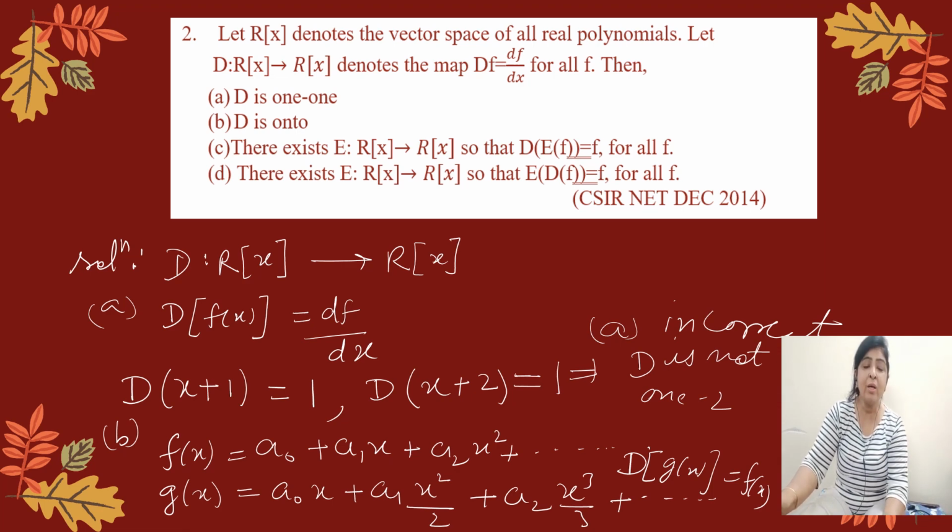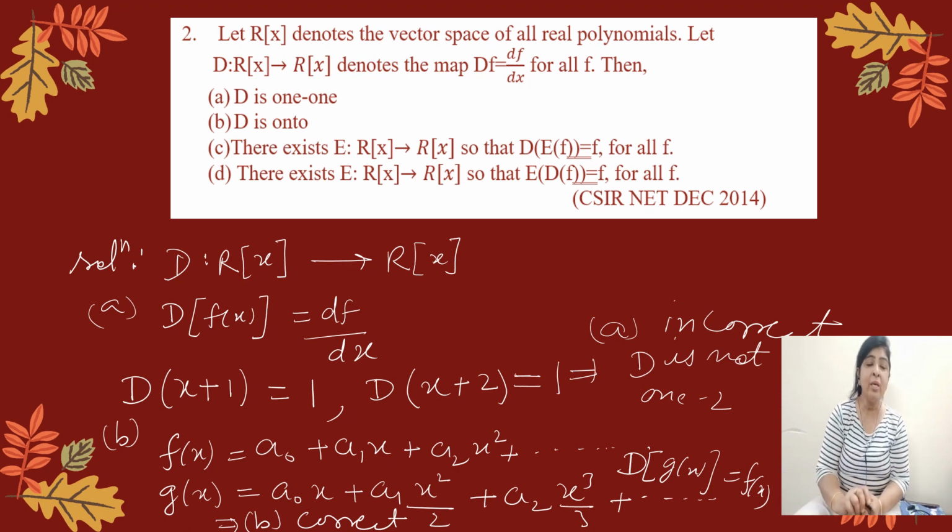It is easily verified. When you take the derivative of the polynomial g(x), you will get f(x). So if you are getting f(x), it means D is onto. This implies B is correct. Now take up the next option.